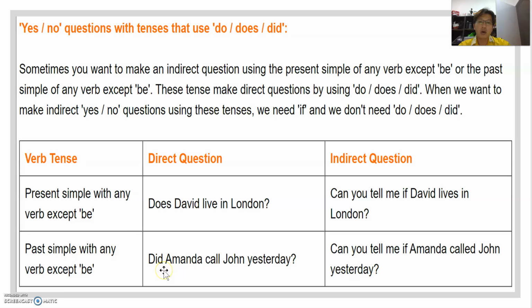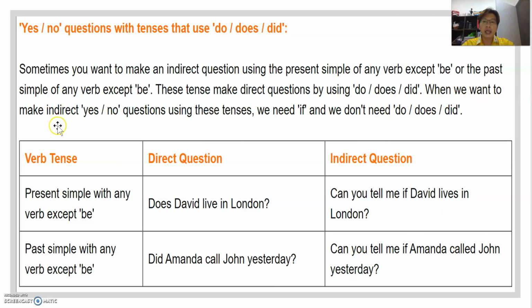For past tense, did Amanda call John yesterday? For the indirect question, we don't need the word did. So it becomes, can you tell me if Amanda called John yesterday? The word call in past tense is called, with ed. Okay.